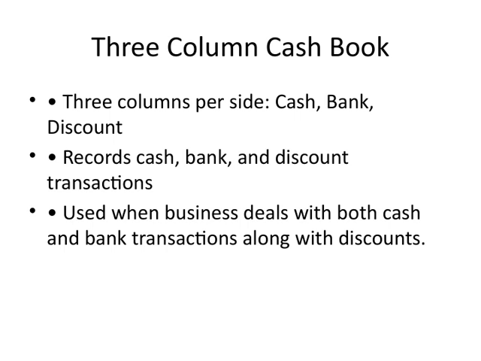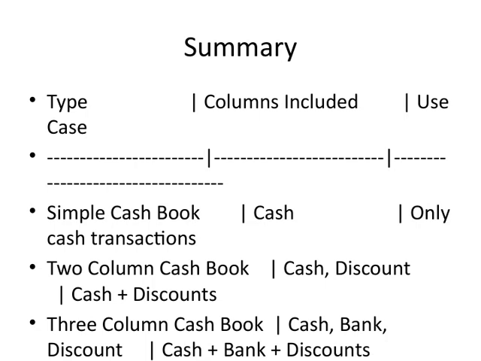Overall, the three-column cash book helps ensure accuracy and efficiency in financial record-keeping, making it easier to prepare financial statements and analyze financial performance. It's a practical tool that connects seamlessly with the broader theme of maintaining transparent and organized accounting records. All right, let's wrap things up with a quick summary of the different types of cash books we've discussed.